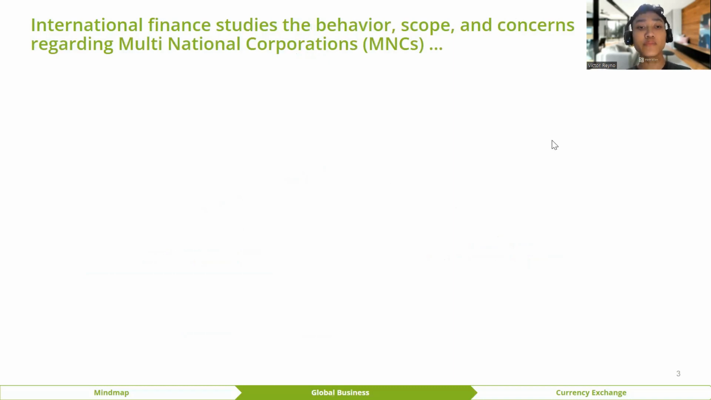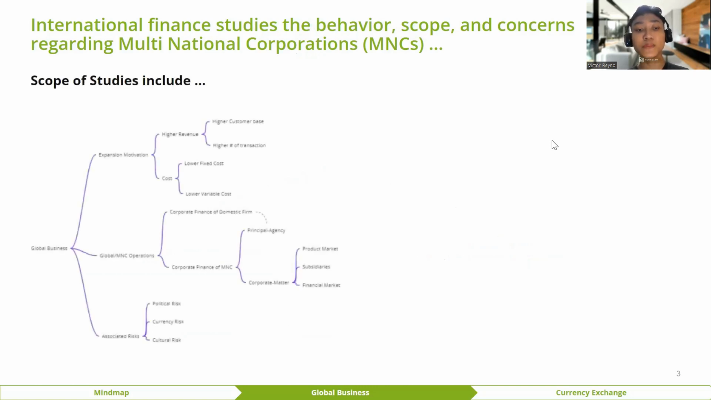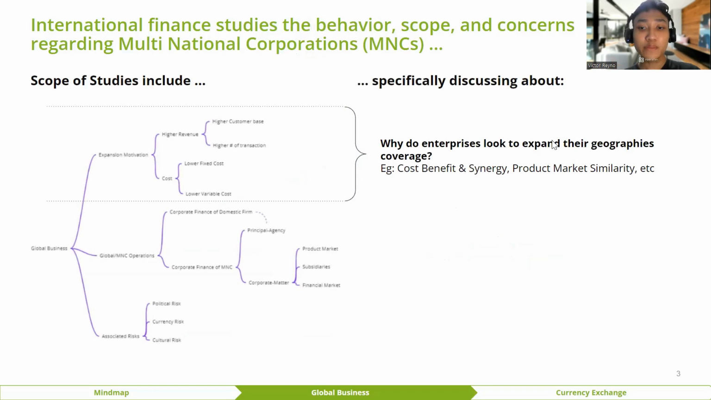International finance primarily studies the behavior, scope, and concerns of multinational corporations, meaning studying how specifically a company can expand their reach and better capture customers beyond their host country. So let's take a look at the first branch, exactly on why multinational corporations look to expand their reach. This is primarily driven by two things. The first one is to capture higher revenue, and the second one is to decrease their costs.